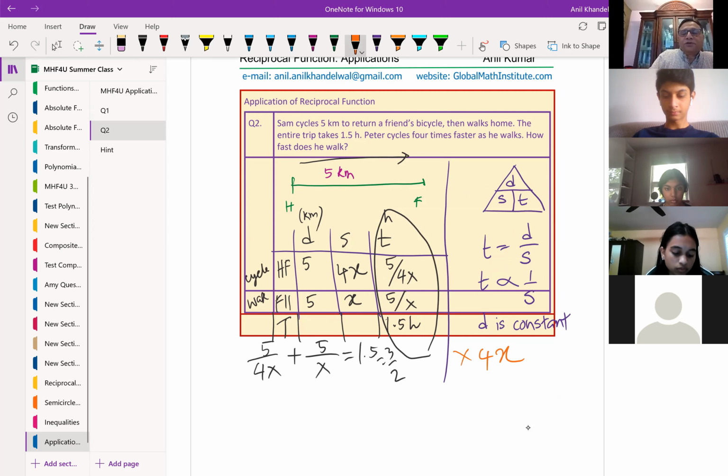4x cancels here, so you get what? 5 plus 4 times 5, 20, correct? x and x will cancel, equals 2. If you multiply by 4x here, the 2 will cancel. You get 2, 6x.